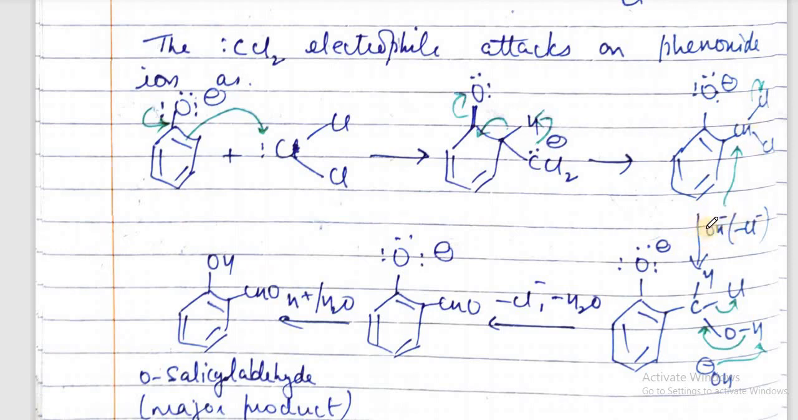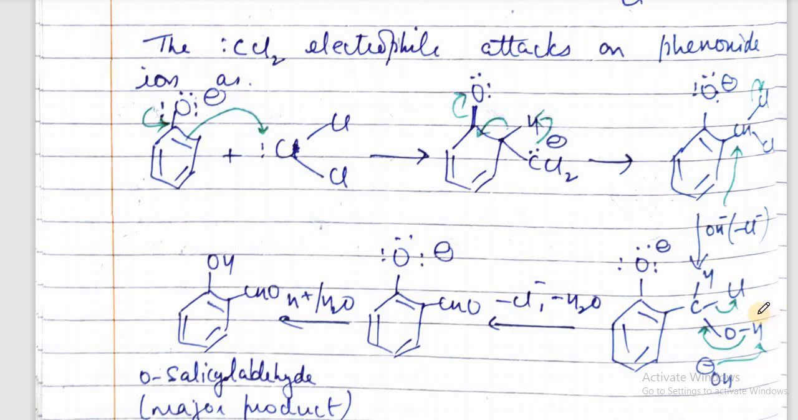Then this OH negative gets attached to this carbon. When Cl negative is released, this will have a positive charge, so it gets attached to OH, so CHO.